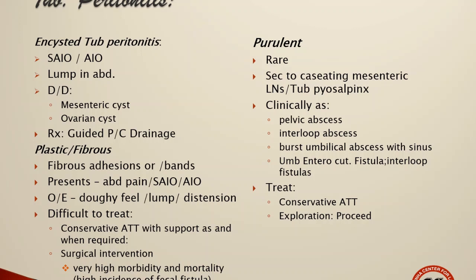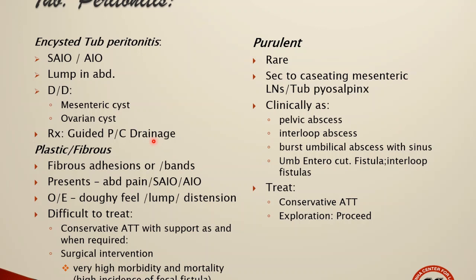These patients may present either with subacute intestinal obstruction or acute intestinal obstruction, and they usually have a lump in the abdomen, usually in the periumbilical region. Now, it has to be differentiated from a mesenteric cyst, which shows the typical movement across the line of attachment of the mesentery, or an ovarian cyst, which can easily move into the pelvic cavity. The diagnosis can easily be made on a CT scan, and guided percutaneous drainage can usually suffice in these patients.